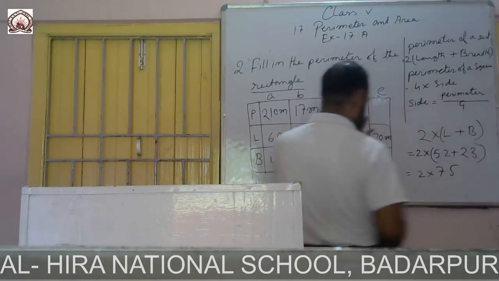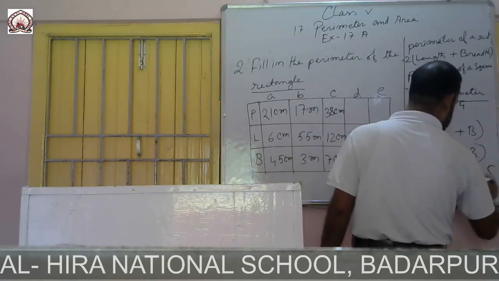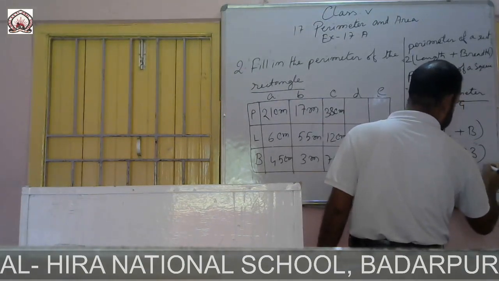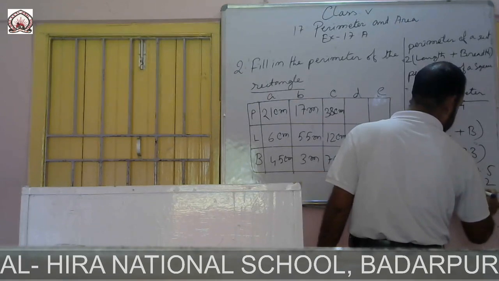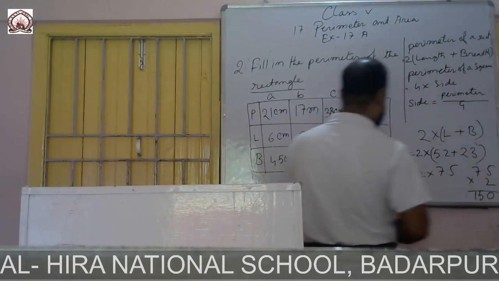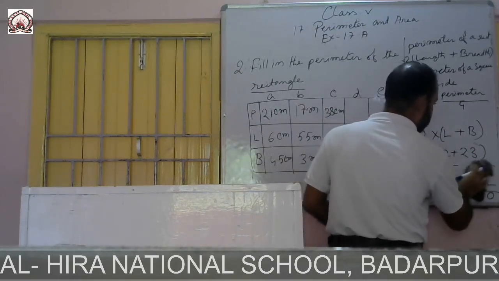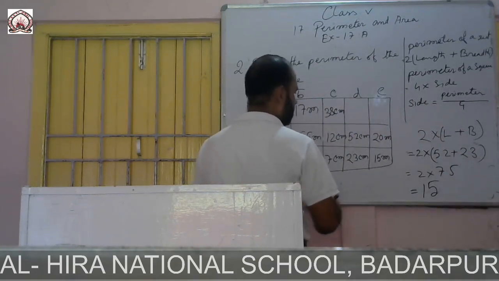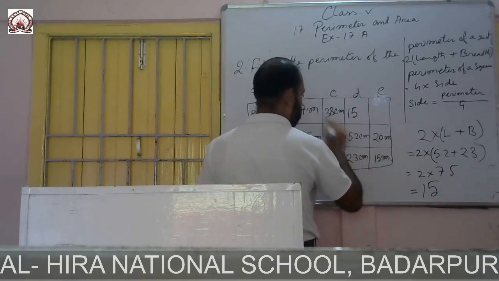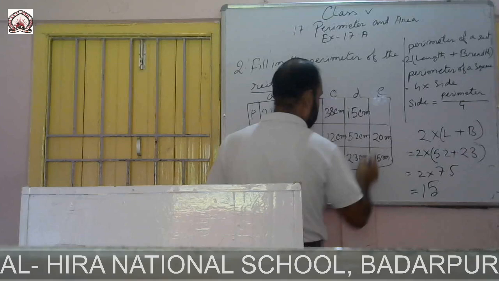7.5. Now multiply 7.5 into 2. 2 fives are 10, 0, 1 in my hand, 2 sevens are 14, 1 is 15. So after point 0 is valueless, so the answer is 15 centimeter. The perimeter of this rectangle is equal to 15 centimeter.